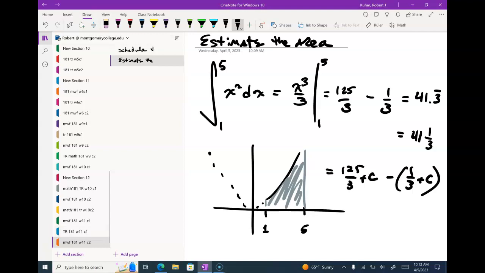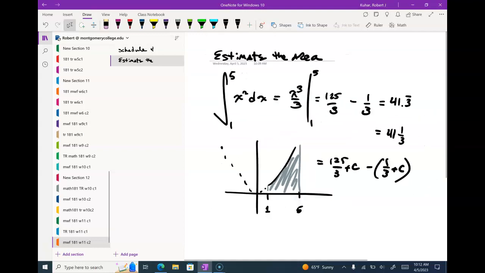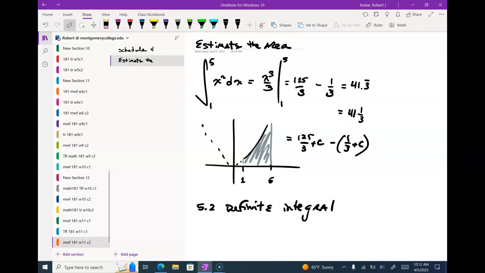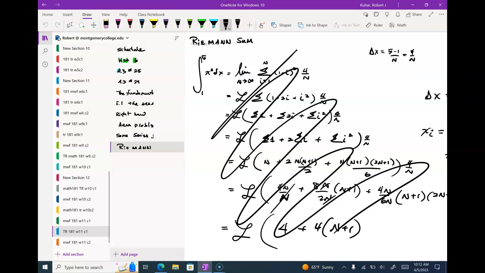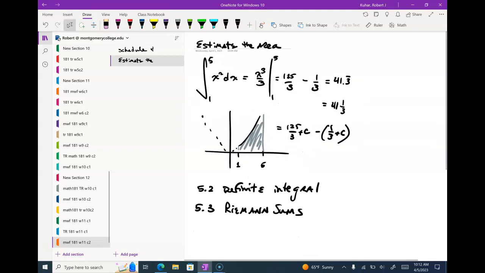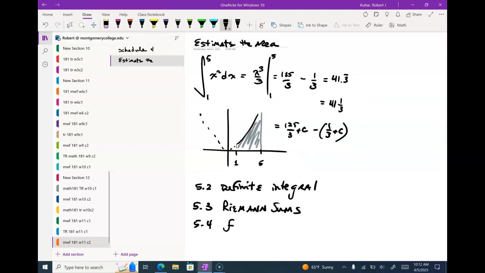Did I talk about a definite integral? I did talk about the definite integral, right? I believe 5.2 is the definite integral. 5.3 are Riemann sums. I don't know if I spelled that right. Let me double check. R-I-E. I switched it. Riemann sums. And 5.4 is the fundamental theorem of calculus.